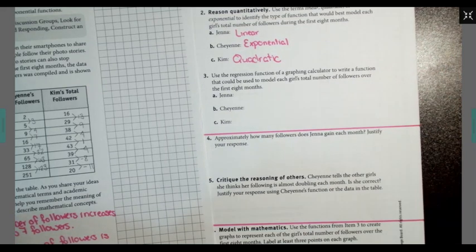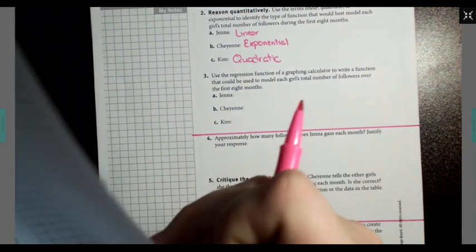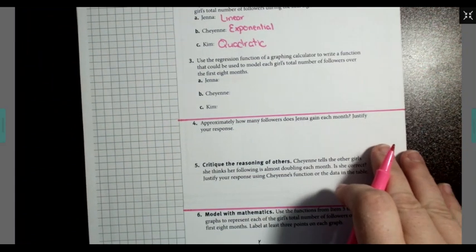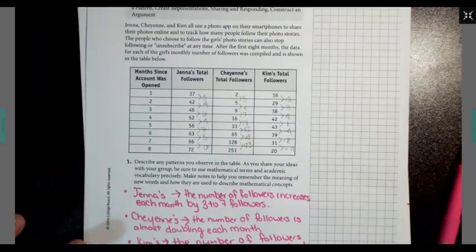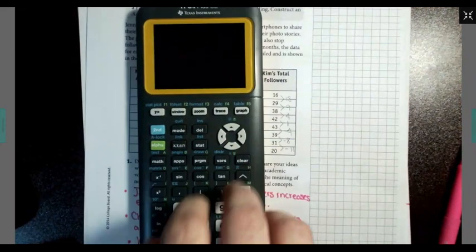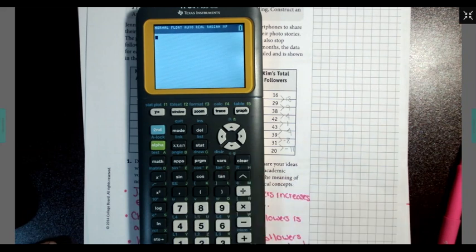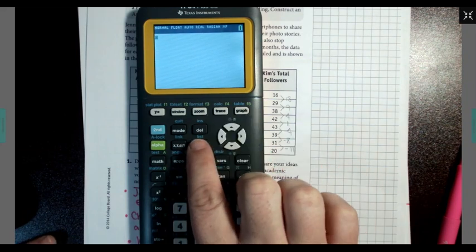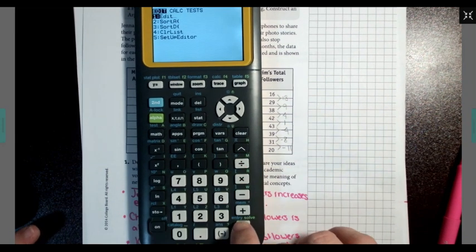Use the regression function of a graphing calculator to write a function that could be used to model each girl's total number of followers over the first 8 months. All right. So now we're going to type in our data real quick. Get your calculator out, clear it out, and I want you to go to Stat. And we're going to select the Enter option because I want to edit.